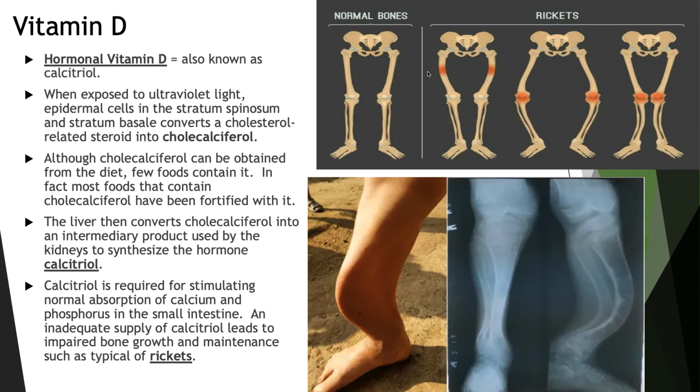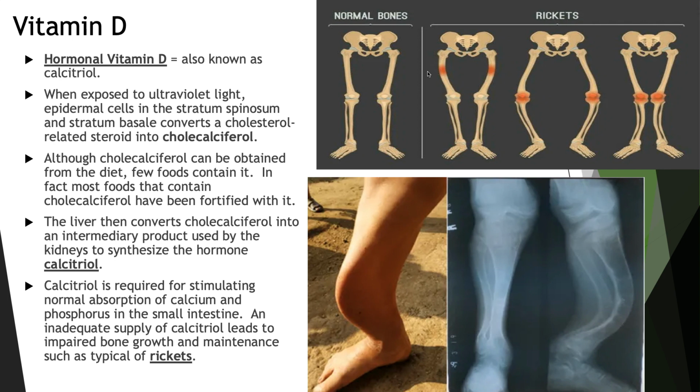All right, one thing that we need to talk about here is vitamin D. So vitamin D synthesis happens here, and hormonal vitamin D is also called calcitriol. When exposed to ultraviolet light, epidermal cells in the stratum spinosum and stratum basale convert cholesterol-related steroid into cholecalciferol. Although cholecalciferol can be obtained from the diet, few foods contain it, and in fact, most foods that contain cholecalciferol have been fortified with it.